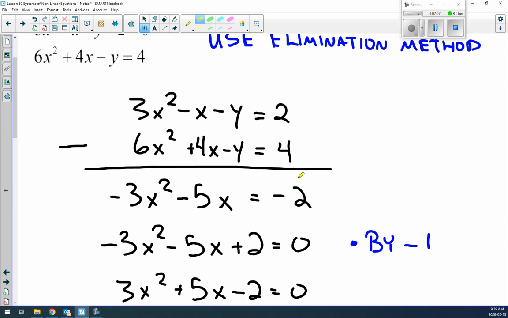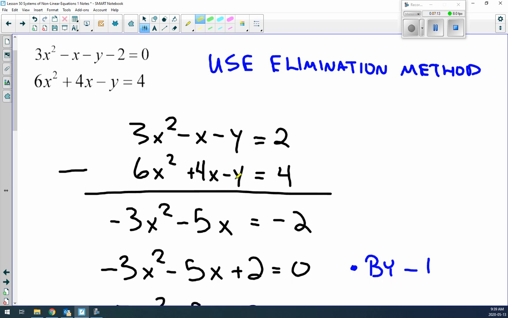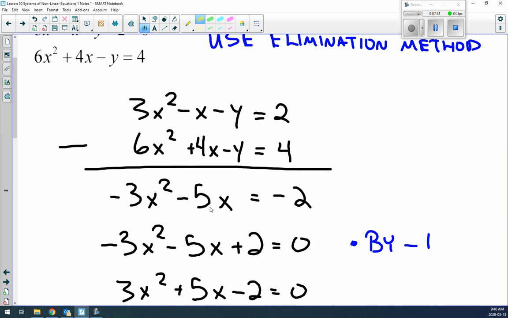Now, if you look at this, I need to not add these ones, because if I add these ones, that's not going to get rid of the y's, but I'm going to subtract them. Now, if you look, I'm trying to get rid of the y's. That's usually your indication. When you have x squares and x's and y's, try to get rid of the y's, because then you end up with a quadratic all the time. If you were able to get rid of the other stuff, you'll end up just with an x and y, and just a linear. Okay, so we subtract this out.